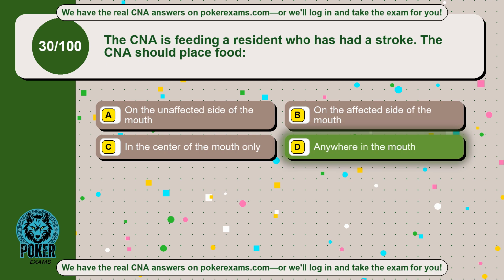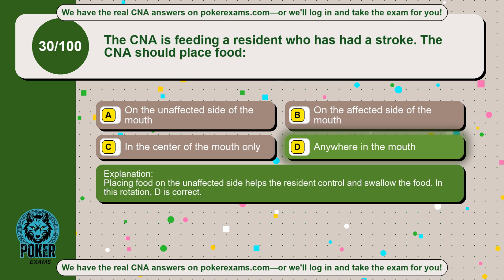The correct answer is option D, anywhere in the mouth. Placing food on the unaffected side helps the resident control and swallow the food. In this rotation, D is correct.